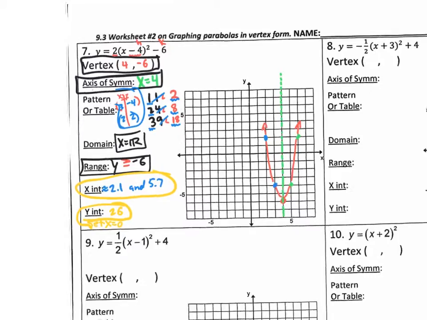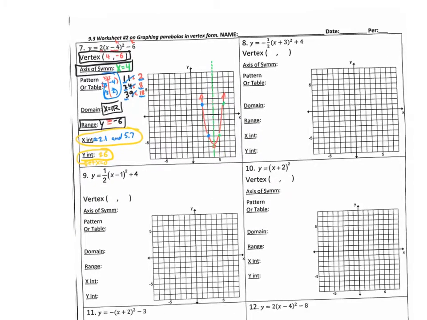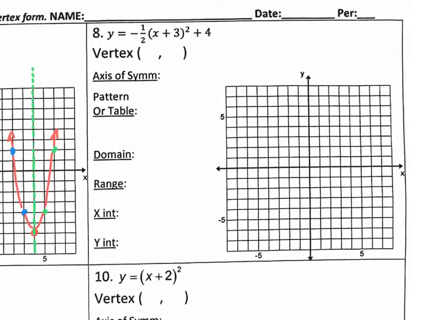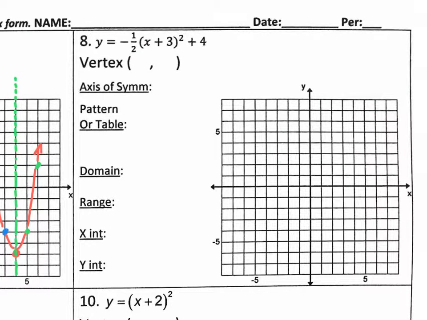Let's move on. Number 8. What's the vertex? Jumping to number 8. The vertex is 1, 4. No, wait, what? Number 8? What's the vertex? Think opposite on h. Yep, -3 for h, +4 for k.